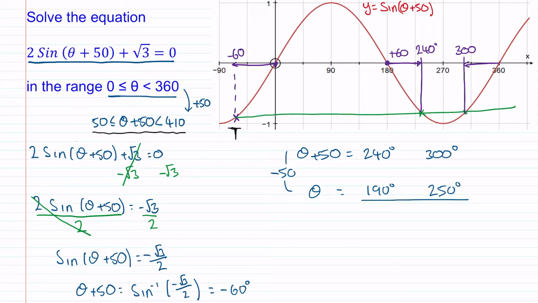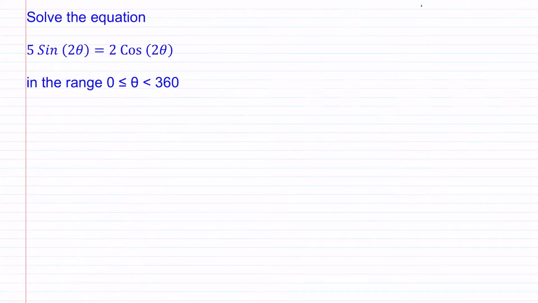Okay, let's try one more question. In this question, we've been asked to solve 5 sine of 2 theta is equal to 2 cos 2 theta, again within the same range of 0 to 360. The first thing we're going to do is change our range to match the 2 theta. So we have 0 is less than 2 theta, which is less than 720 degrees.